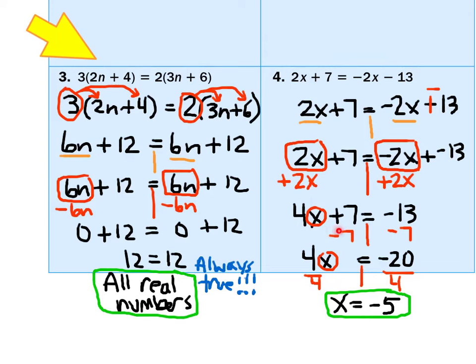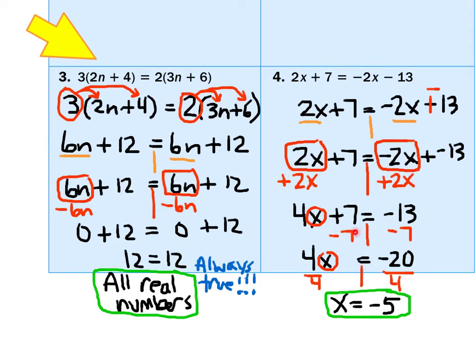So now you have 4x plus 7 equals negative 13. And so circle your variable, bring down your wall, and then you have to get rid of the adding 7. So you want to subtract 7 on both sides of the wall. And so let the 4x come down.